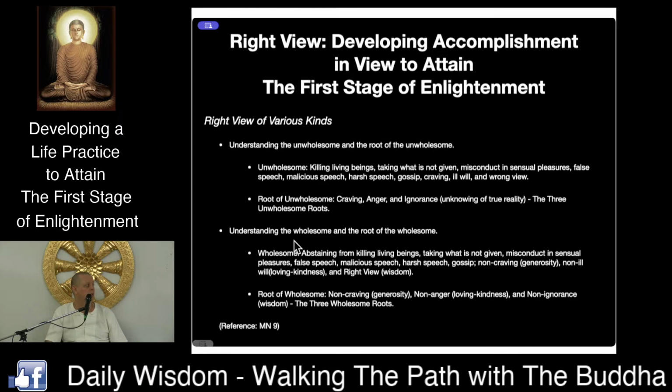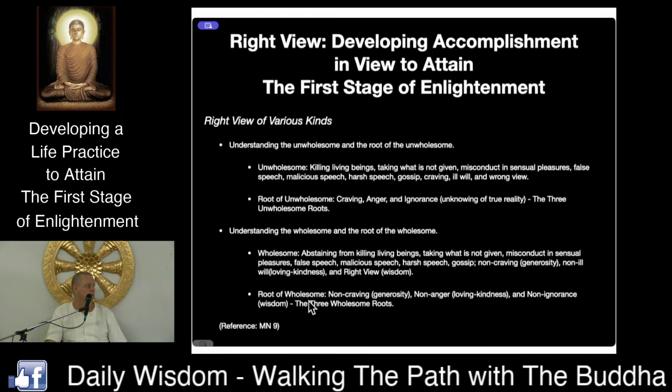Now, understanding the wholesome in the root of the wholesome. The wholesome is to abstain from killing, to abstain from taking what is not given, to abstain from misconduct and sensual pleasures, to abstain from false speech, abstain from malicious speech, harsh speech, gossip, and non-craving, which the opposite of that is generosity, non-ill will, the opposite of that is loving kindness, and right view, which is wisdom.